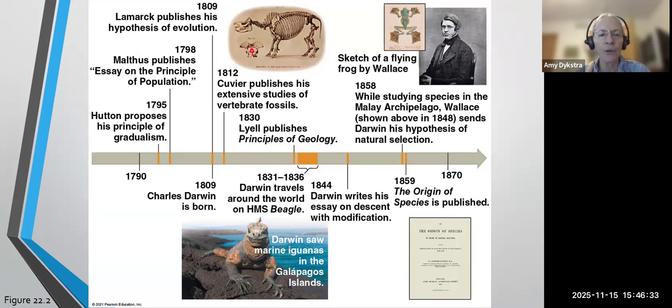And Cuvier was also doing his work on studying fossils around this time. So the ideas around evolution were being discussed at the time that Darwin was alive and working. And then you see here in 1859 when Darwin published his most famous work, The Origin of Species.